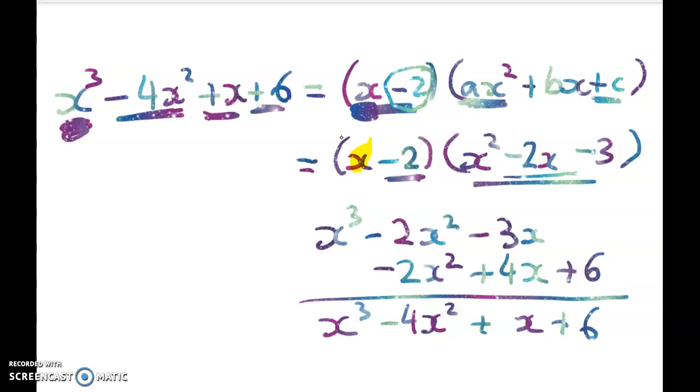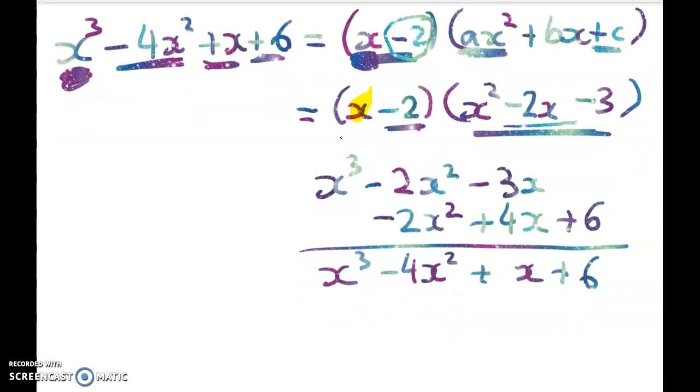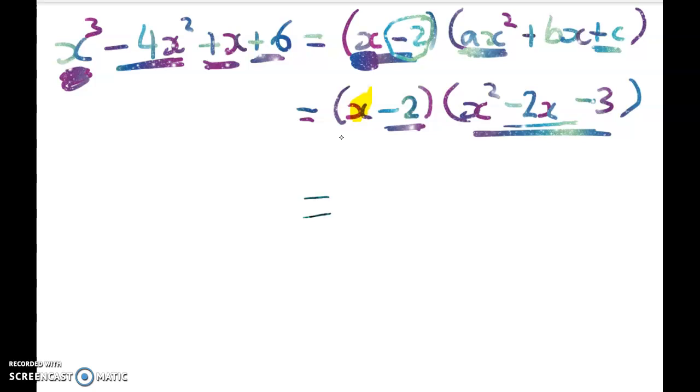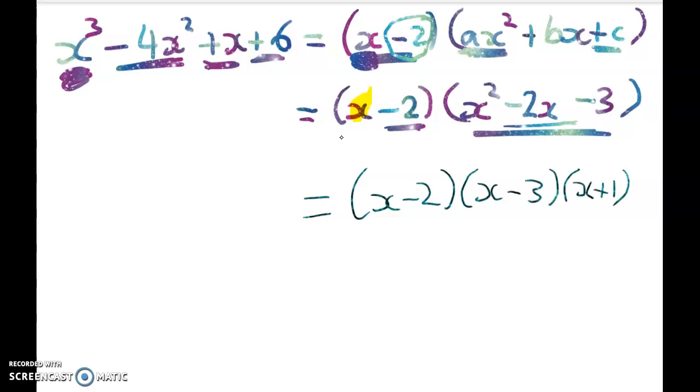Right, and so now all I've got to do is to factorise that. So I'm just going to magically erase that. And factorising this, we get what we got before. We get x minus 3 times x plus 1. So there you go. They're two very useful methods.